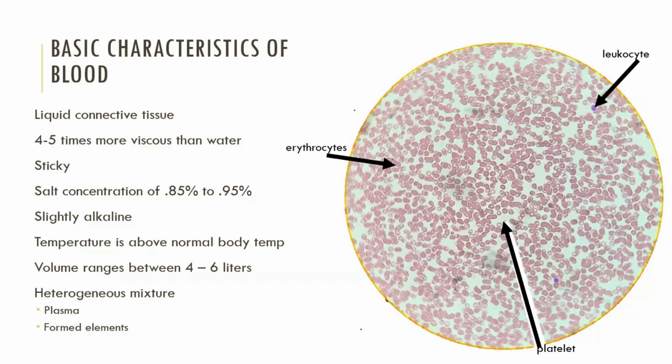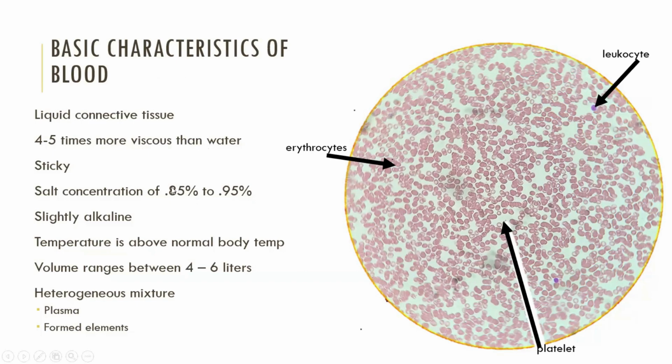Now we'll get into the basic characteristics of blood. So we know that blood is a liquid connective tissue, and it constitutes about 8% of our body's mass. Some other interesting fun facts is that blood is 4 to 5 times more viscous than water. So it's somewhat sticky, we can say. The salt concentration is usually about 0.9%. So here is the range.